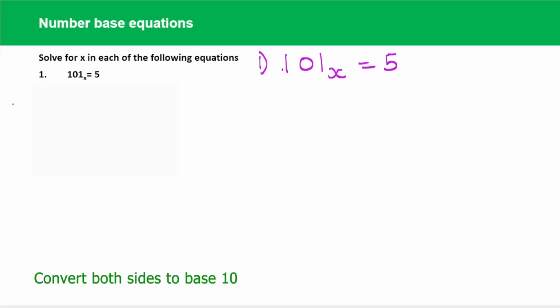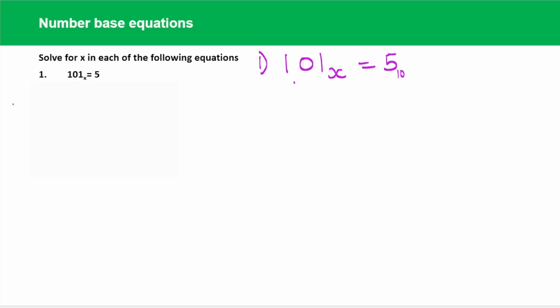The first step is to convert the numbers on both sides of the equation into base 10. Please note that when the base of any of the numbers, either on the left or on the right, is not indicated, it implies that the number is already in base 10. So 5 on the right hand side of this equation is already in base 10. So there will be no need for us to convert 5 to base 10. So all we need to do is just convert only the left hand side of this equation into base 10.